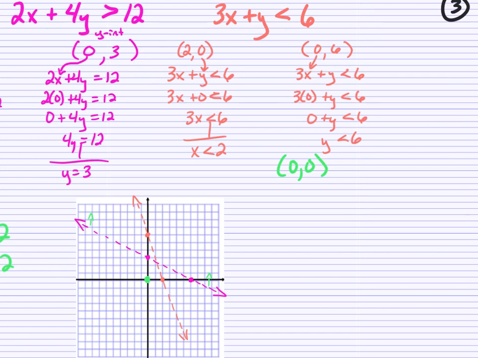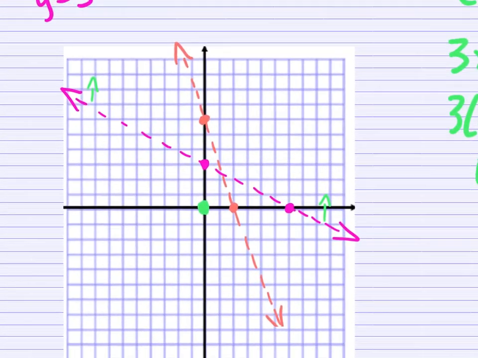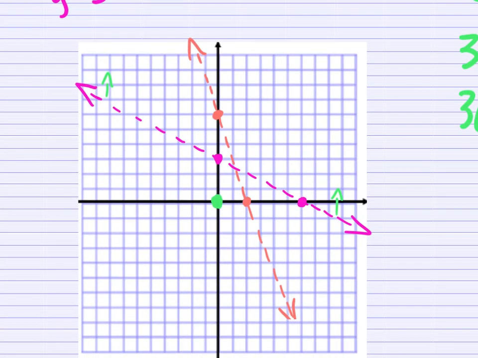So I have 3x plus y is less than 6. 3 times 0 plus 0 is less than 6. 3 times 0 plus 0 is 0 plus 0, which is 0. And I'm looking at this statement right here. Is this true? Is 0 less than 6? And it is true. So if the point below the red line is true, then that means all the points below the red line are true. So I need to shade below the red line.